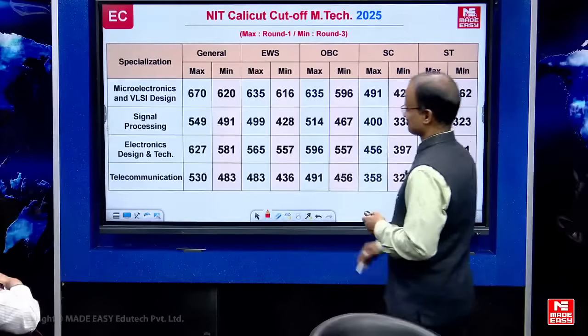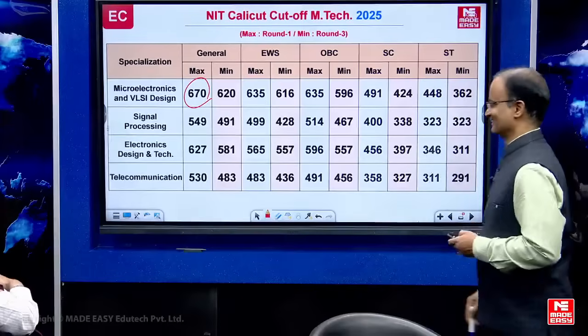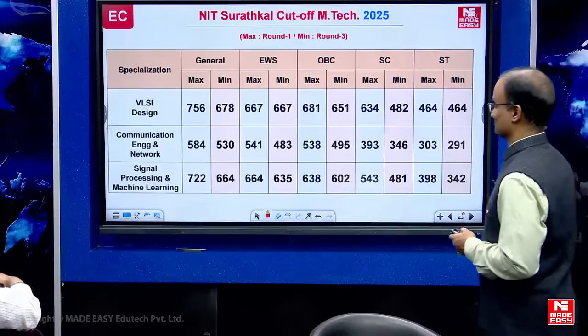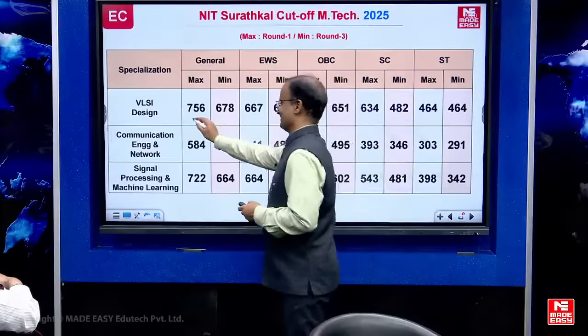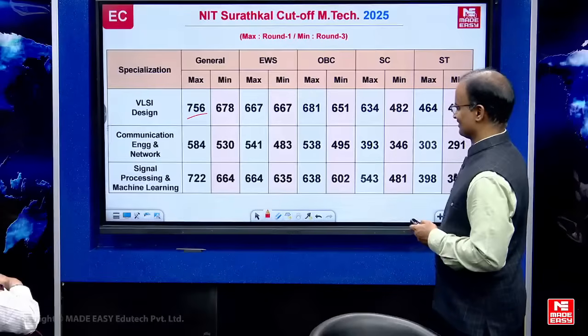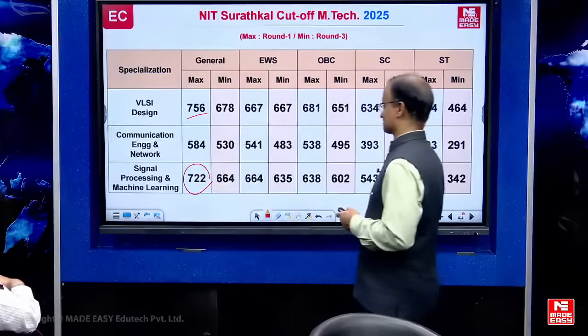Calicut is 620. High. That means the top NITs are also dominating. Yes, look at this, sir. Surathkal is the top of the line when compared to that one. Surathkal is top 3, na? Top 3 में है ना. Exactly. The signal processing भी ज्यादा है. SPML is very high here. 722 है. Yes.